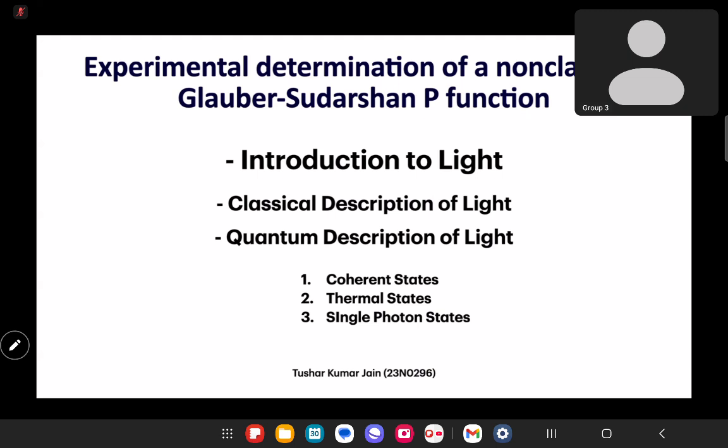What is the key difference? Classical states can always be described by well-behaved probability distributions, while quantum states often require more exotic descriptions, which brings us to our main topic, the Glauber-Sudarshan P function.